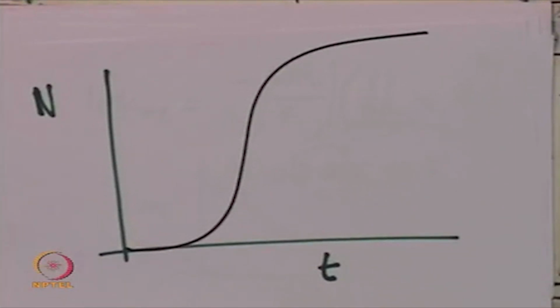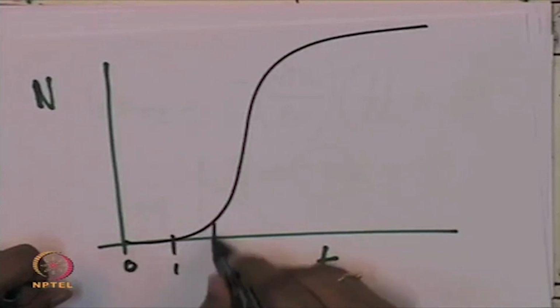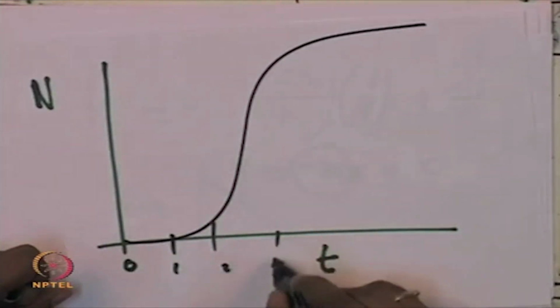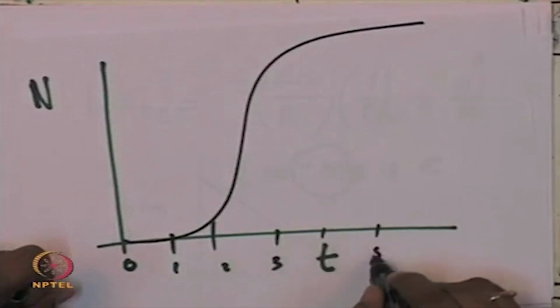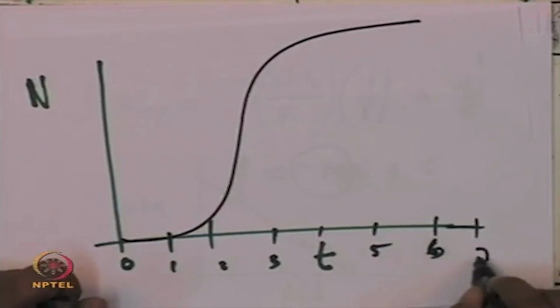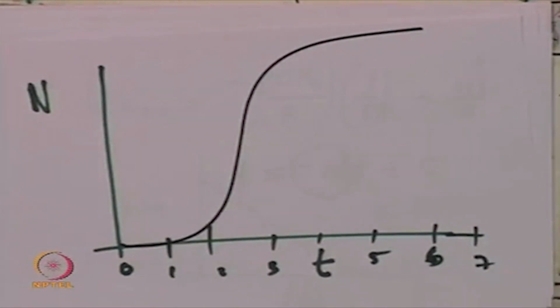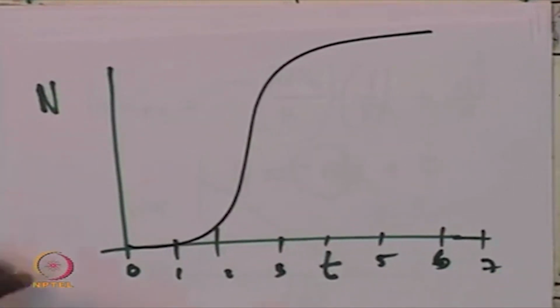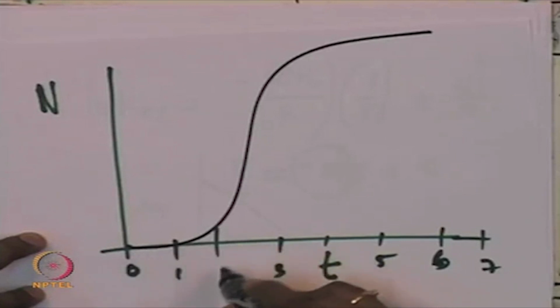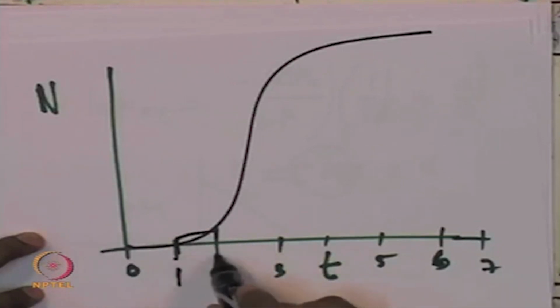Now, let us write the days here: 0, 1, 2, 3, 4, 5, 6. So, these are days. In a week this gets saturated, let us say this is the case. Now if you just look at the first day, the 0, this is 1, this is 2. If you just look here, the increase is actually very small. If you just wait this one day, the number increases only a little.